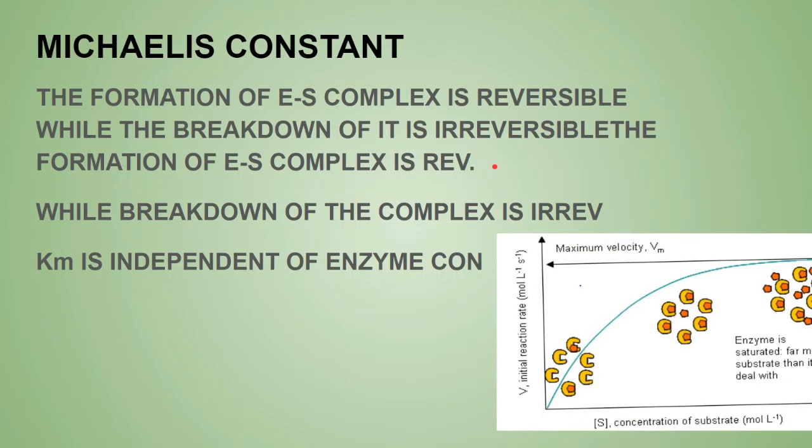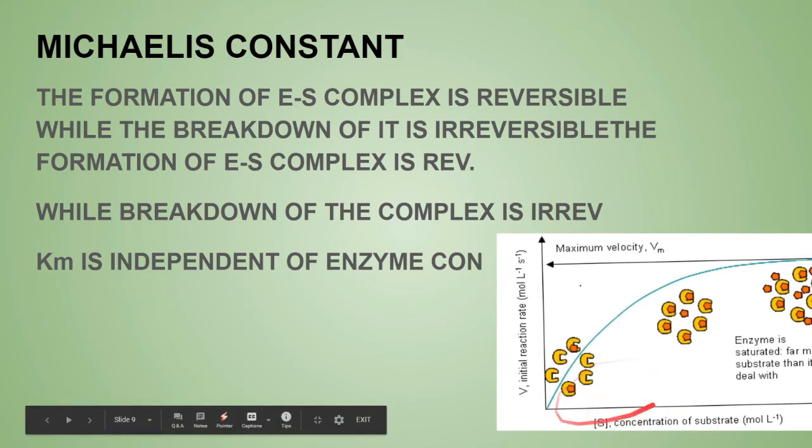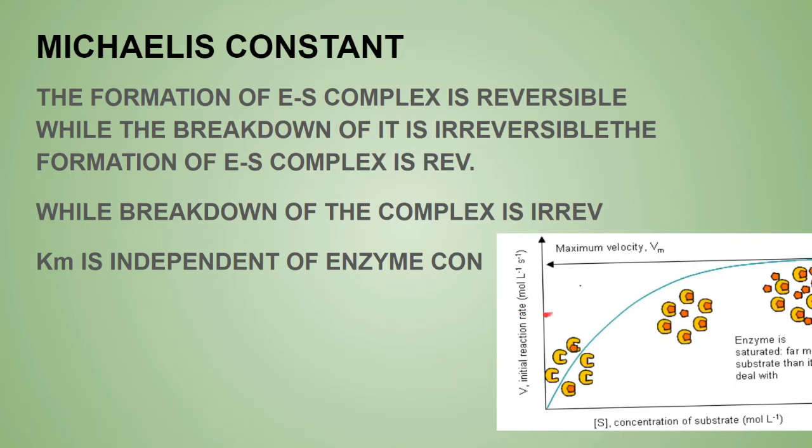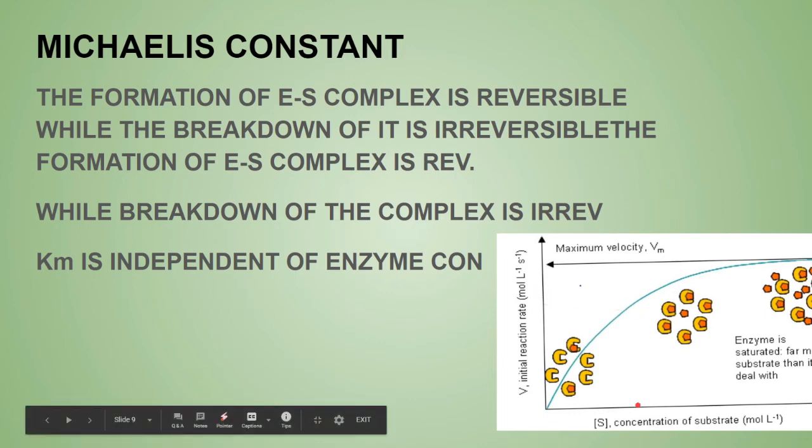Now, the Michaelis constant. According to Michaelis theory, the enzyme-substrate complex formation is a reversible process, while the breakdown of the complex to enzyme and product is irreversible, so it can't go back to the substrate. As you can see in this figure, the 50% velocity on the y-axis, somewhere over here, is 50% Vmax. 50% Vmax corresponds to the point on the x-axis which gives the numerical value of Km. As I told you before, half Vmax corresponds to Km on the x-axis.